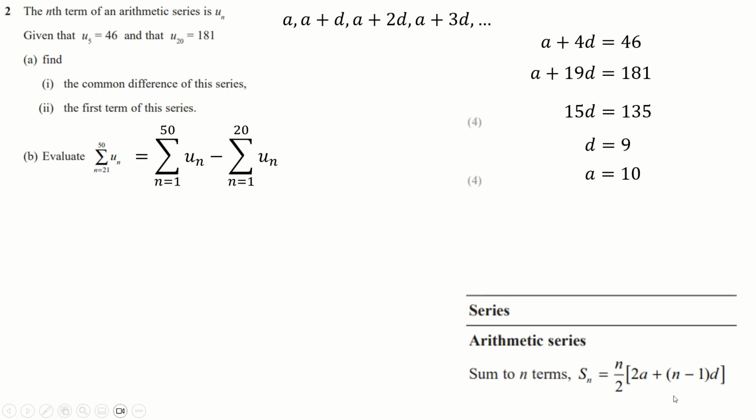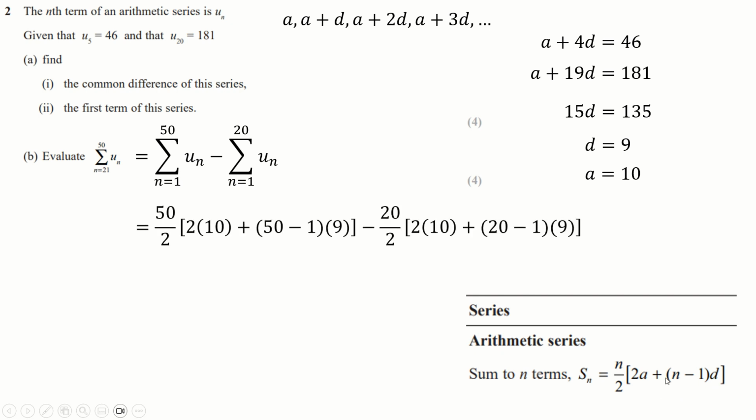The formula booklet says this. So the sum of the first 50 terms, you just put 50 in here with a is 10 and d is 9, as we saw before. And then the sum of the first 20 terms, you just put 20 in here, and again, a is 10 and d is 9. Type that all into a calculator, and we should end up looking like this for our answer.